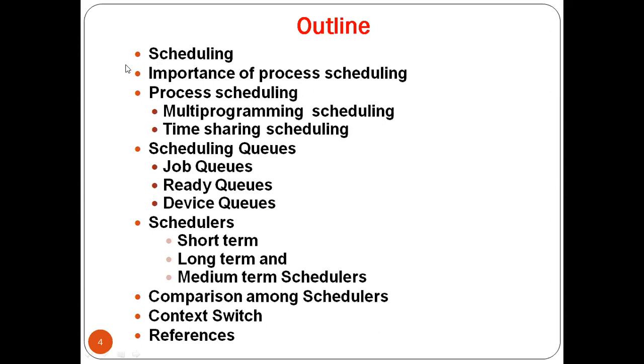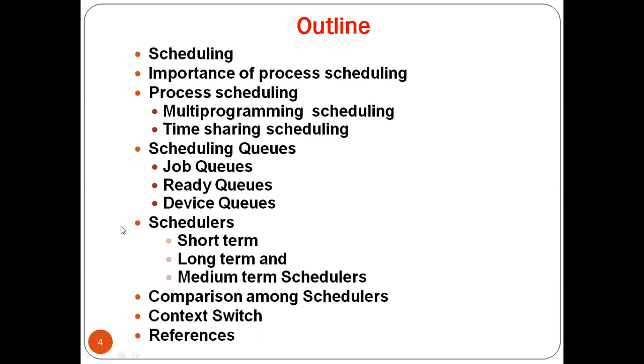First, we'll be discussing what is meant by scheduling, what the importance of process scheduling is, and what the two types of process scheduling are, that is multi-programming scheduling and time-sharing scheduling. Next, we'll see about the scheduling queues. There are three types of queues: job queues, ready queues, and device queues.